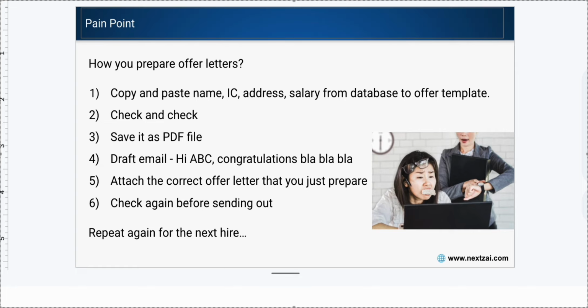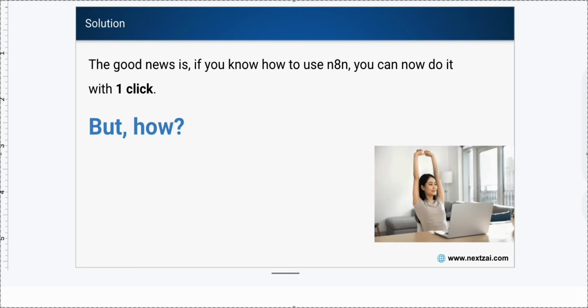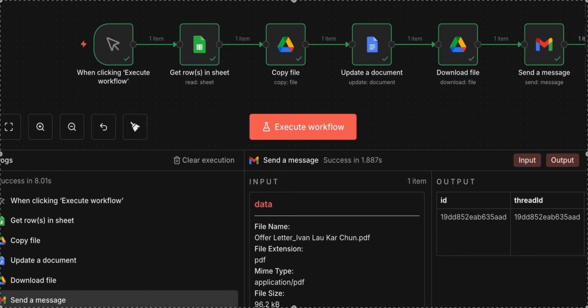Then we attach the right offer letter that you just prepared, and then you check again before you send it out to the candidate, because you worry that you might send the wrong offer letter to the candidates. This whole process could probably take you around 20 or 30 minutes or more, and then you're going to repeat the same process again for the next hiring. But with n8n, you can just do it with a single click, one click. How? Let me show you right now.